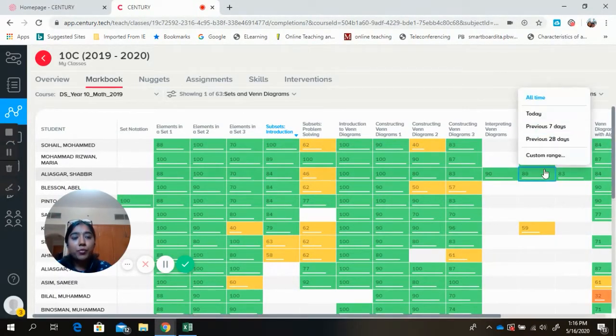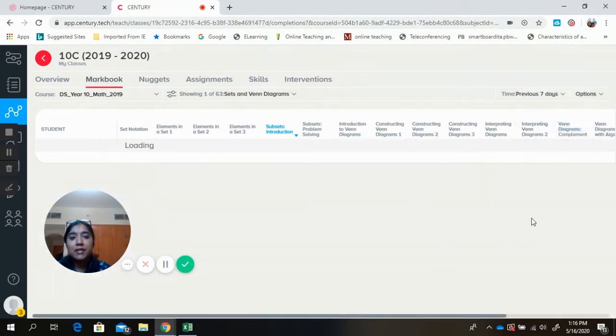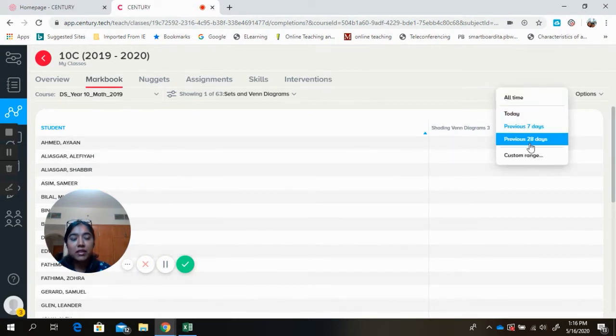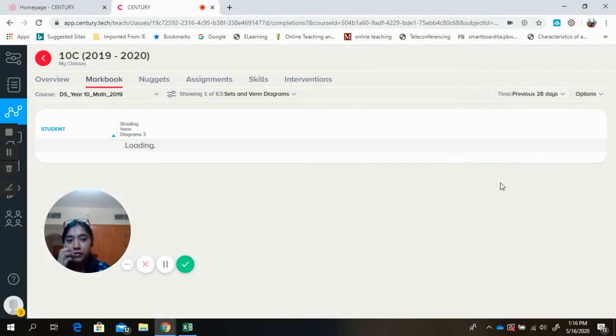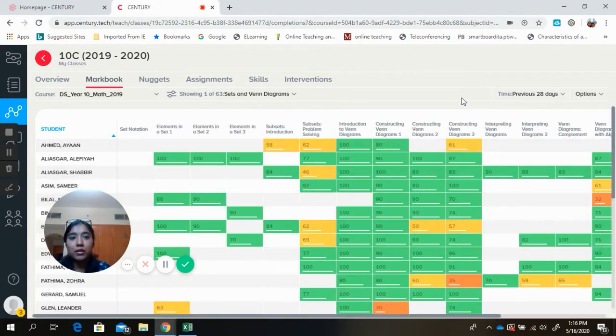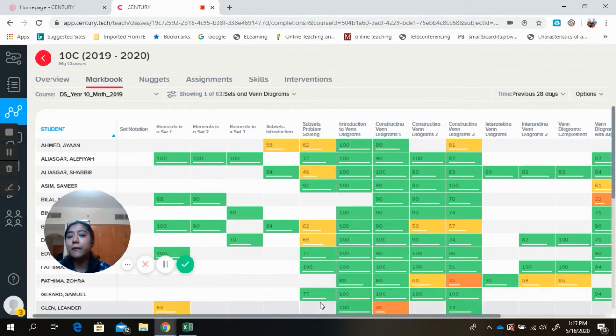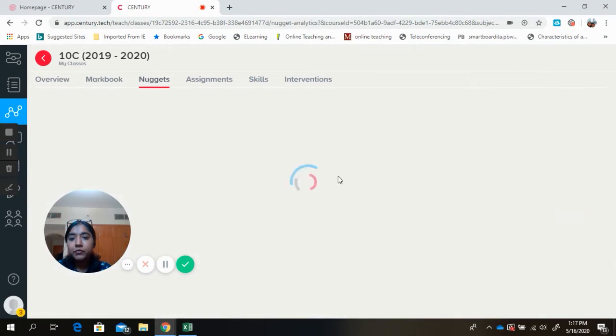This is a new option which has come up, which is saying that you could have the data over the previous 7 days. There was nothing in the previous 7 days of data. So for the previous 28 days, you could see that the data pops up over there. So this is the time frame that could be used to see the mark book from which date to which date you have used.